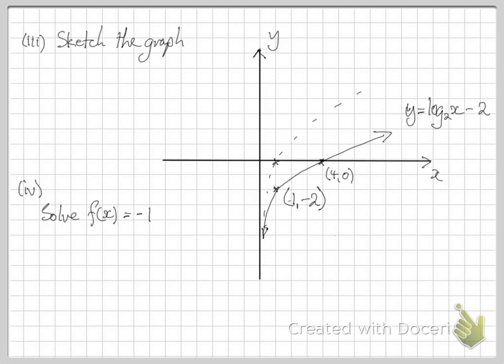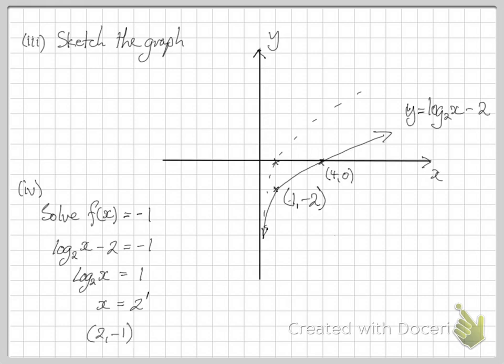Alright, so we've got the graph. Now we have to do this part 4, solve for when f(x) equals -1. So we've got to solve for when log to the base 2 of x minus 2 is equal to -1. So that gives us the log to base 2 of x equals 2 take 1 is 1. Doing our thing we do, we get x is equal to 2 to the 1, which is just 2. So it must pass through the point 2, -1.